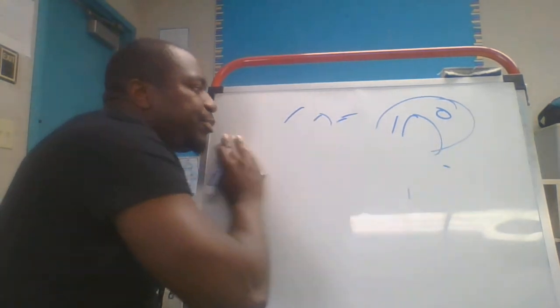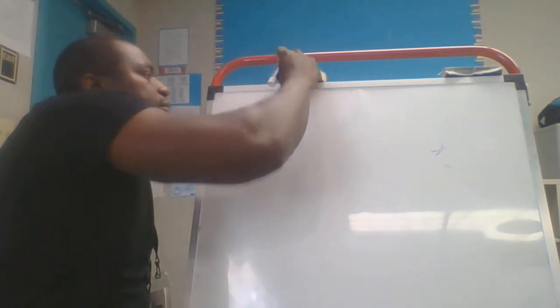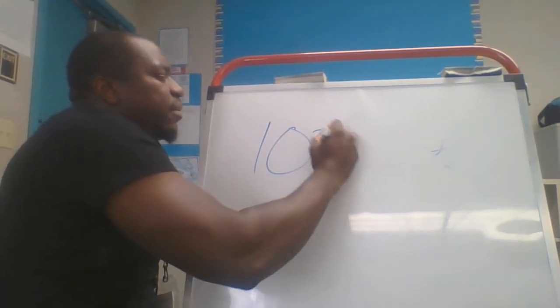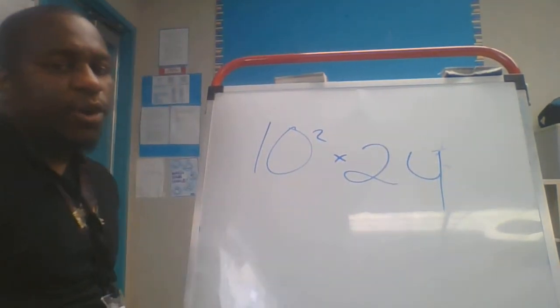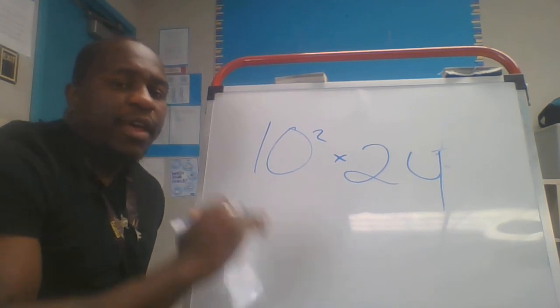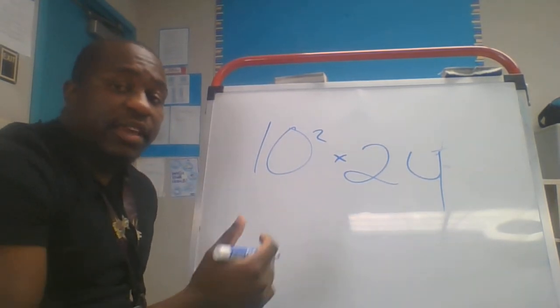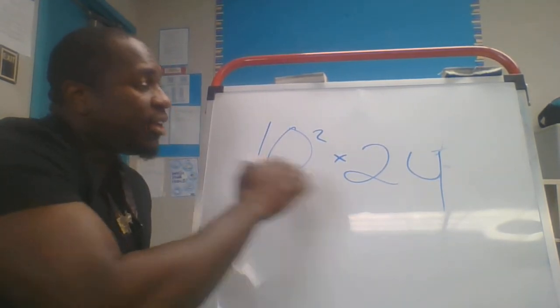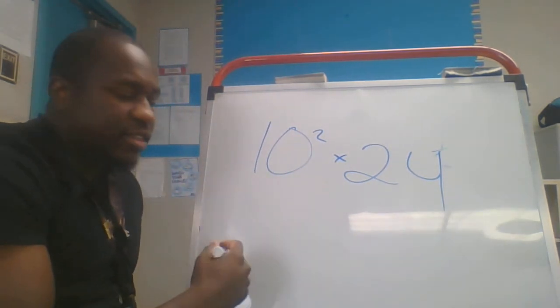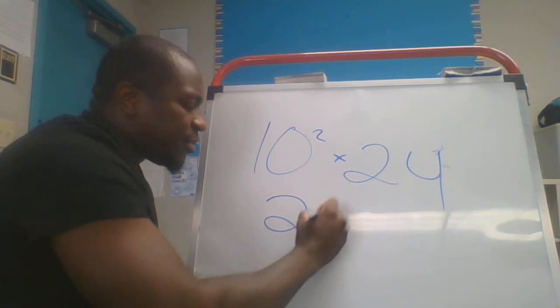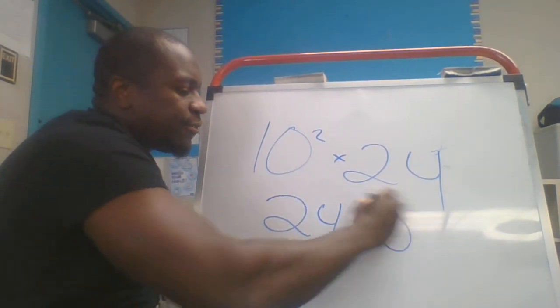Okay, what about 10 to the second power times 24? This might throw you for a loop. Don't let it throw you for a loop. Nothing changes. Thanks to the commutative property of multiplication, it doesn't matter if the 10 squared is here or here, it still works out the same way. So we're still going to do the exact same thing. Write our number and add our zeros.